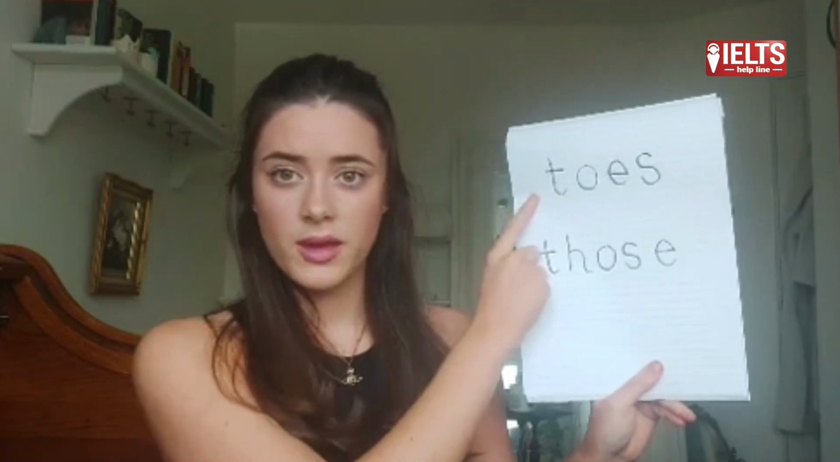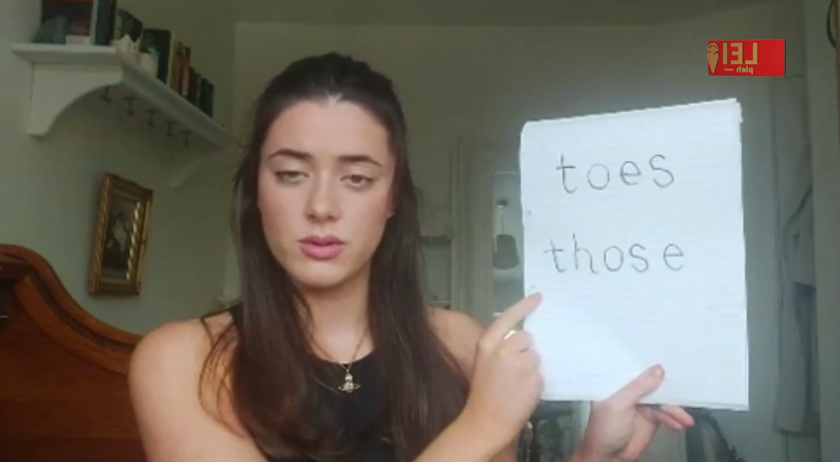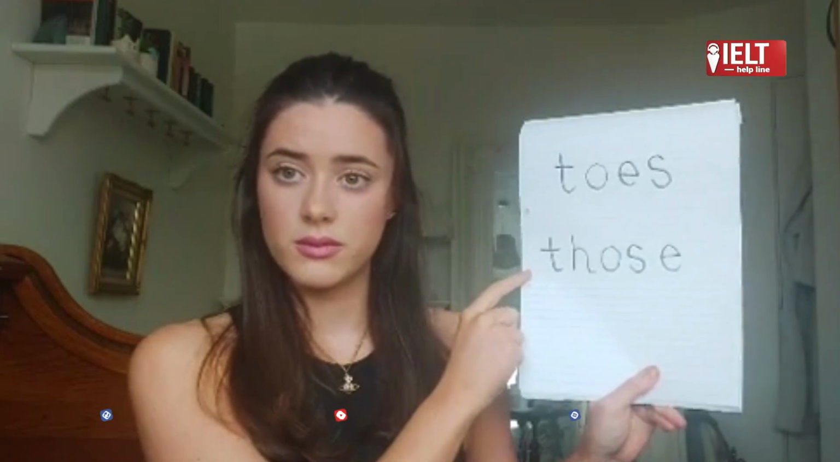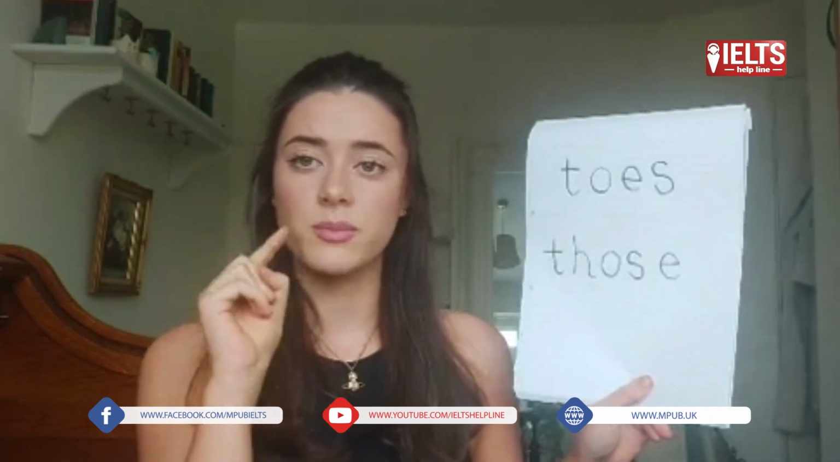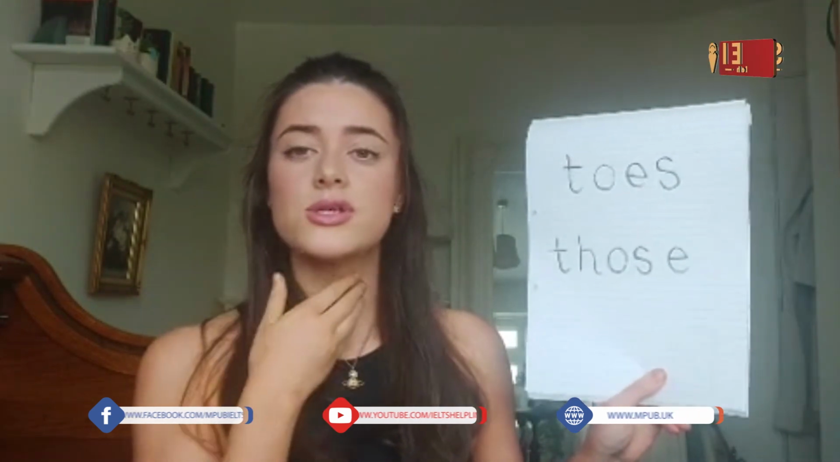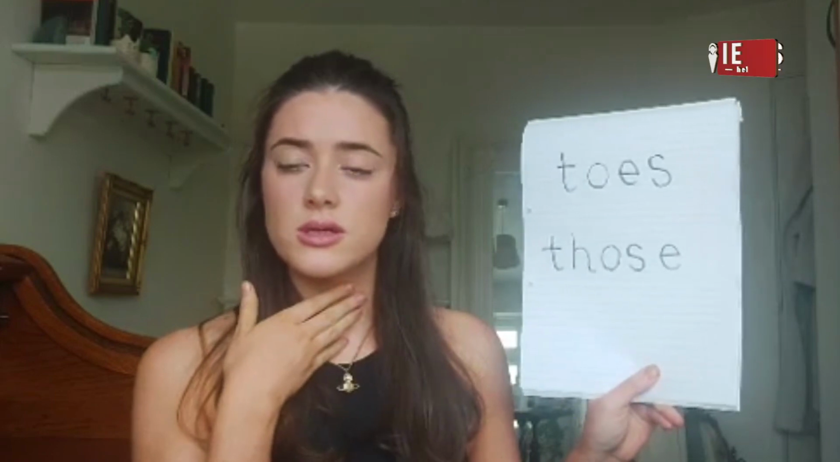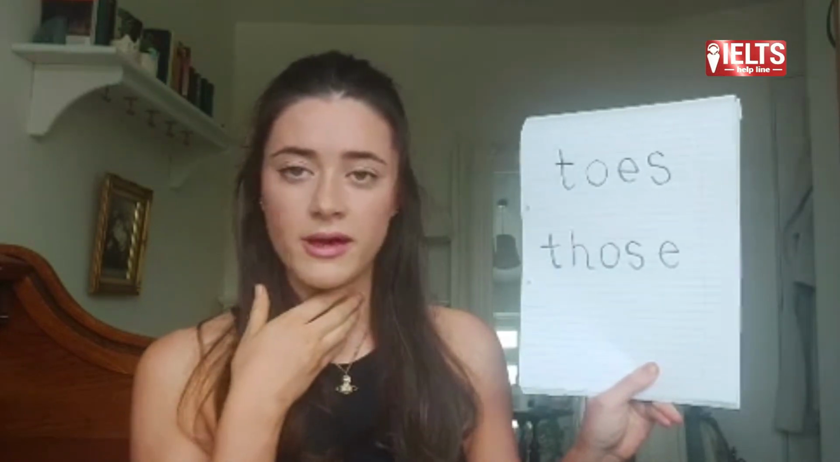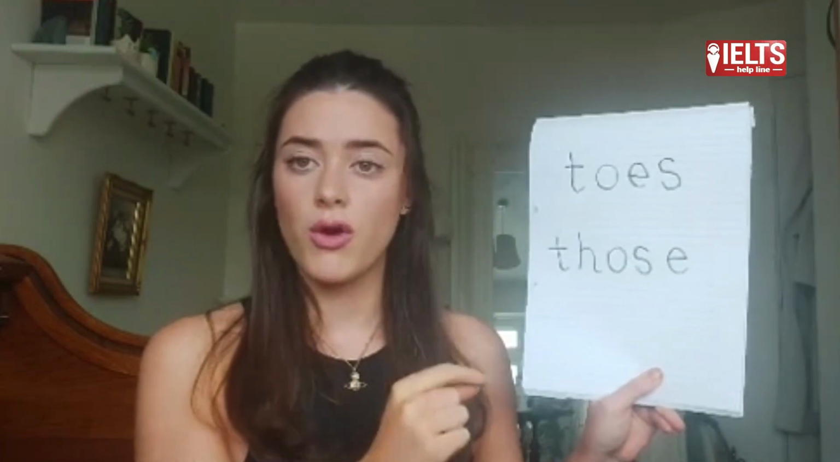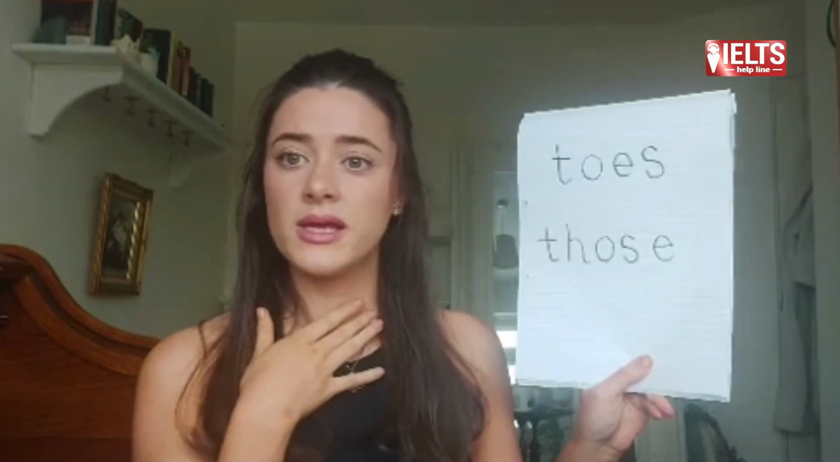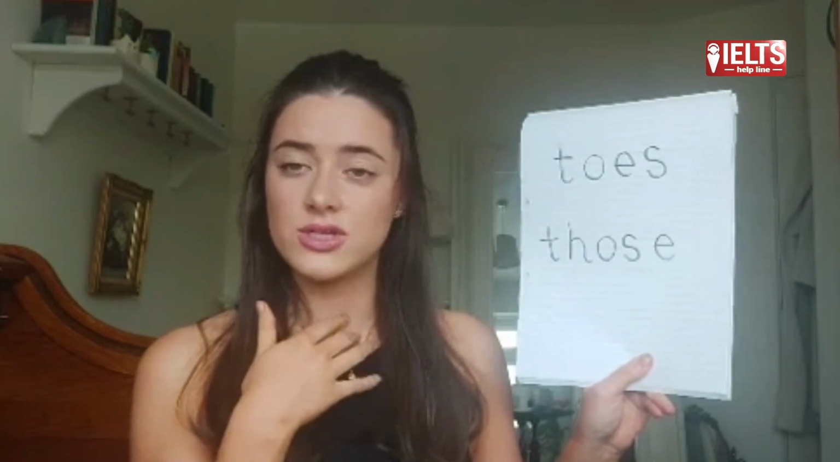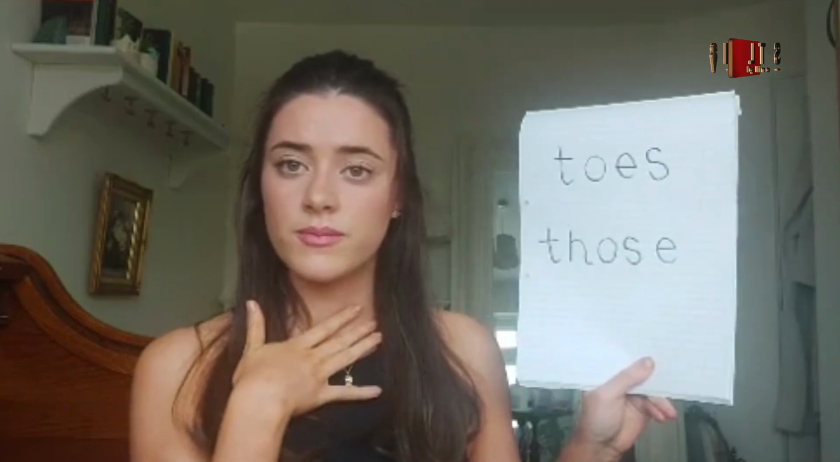The next example is going to be toes, and those. Okay, so again with toes, the T sound is going to have the tongue behind the top of the teeth. So toes, like that. And this one's going to be those. So again, when you're saying those, there should be a TH sound making vibration, and the same with toes.